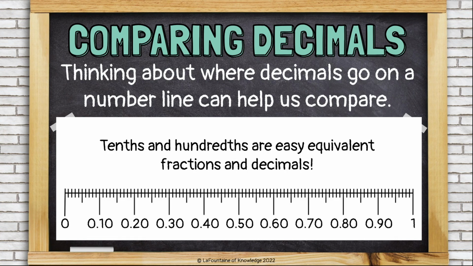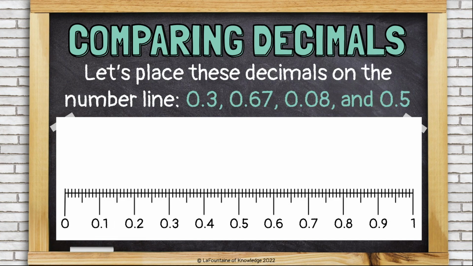Tenths and hundredths are easy equivalent fractions and decimals. Let's place these decimals on the number line. The first one is 3/10, and that's easy because it's actually labeled on my number line. Here is 3/10. The next one is 67 hundredths. Now 67 hundredths isn't labeled on my number line, but 6/10 is, and 6/10 is the same as 60 hundredths. Then I just need to go 7 little tick marks over, and here is 67 hundredths.